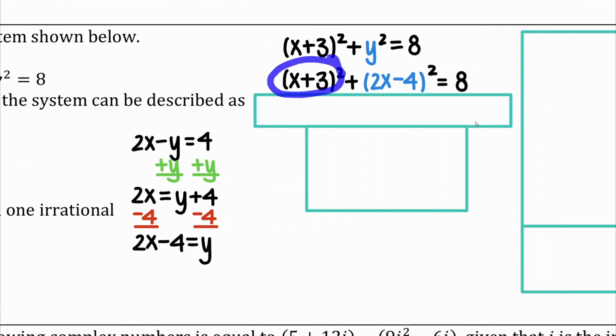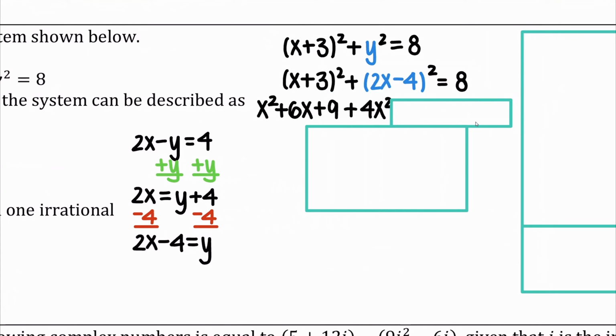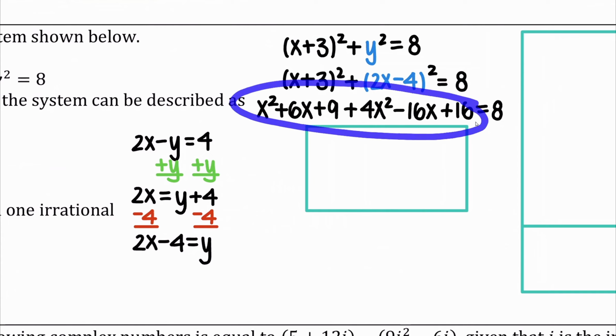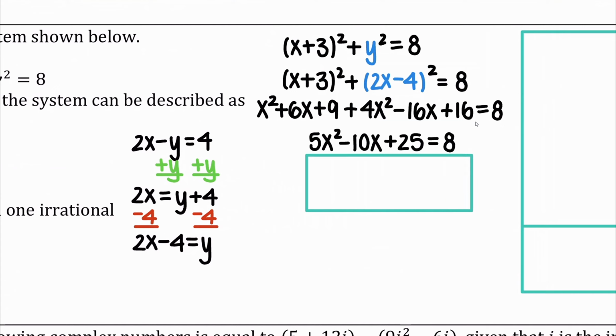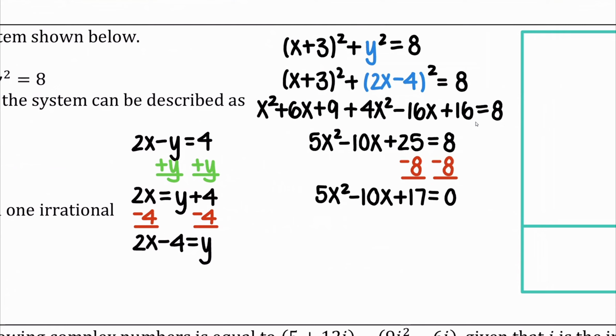So from there, multiplying the x plus 3 out, again, we cannot distribute exponents. This will give us x squared plus 6x plus 9. And then the (2x minus 4) squared will give us 4x squared minus 16x plus 16 is equal to 8. Okay, so from here what we can do is combine like terms. So combining all the like terms on the left side gives us 5x squared minus 10x plus 25 is equal to 8. And in order to solve for the solutions, we have to set the equation equal to 0, thus giving us 5x squared minus 10x plus 17 is equal to 0.